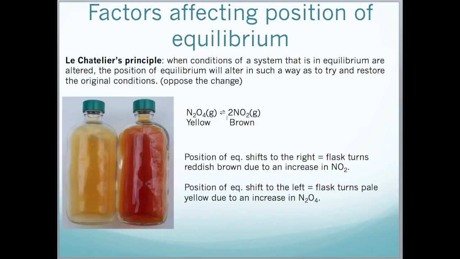In this example here, we have N2O4, which is a yellow gas. Nitrogen dioxide is produced, which is a brown gas. If the position of the equilibrium shifts to the right, the flask will turn reddish-brown as shown here, because there is an increase in the production of nitrogen dioxide. If the position of the equilibrium shifts to the left, the flask will turn pale yellow as shown here, due to the increase in the production of N2O4 gas.